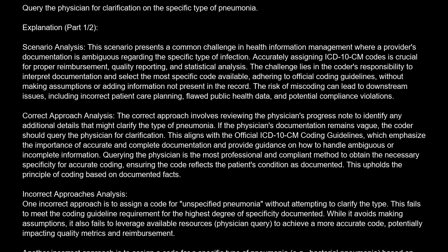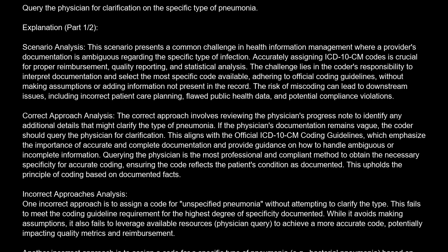Correct approach analysis. The correct approach involves reviewing the physician's progress note to identify any additional details that might clarify the type of pneumonia. If the physician's documentation remains vague, the coder should query the physician for clarification. This aligns with the official ICD-10-CM coding guidelines, which emphasize the importance of accurate and complete documentation and provide guidance on how to handle ambiguous or incomplete information.